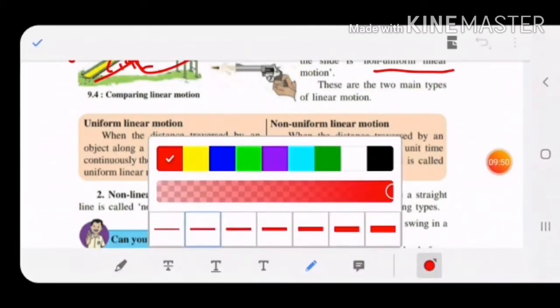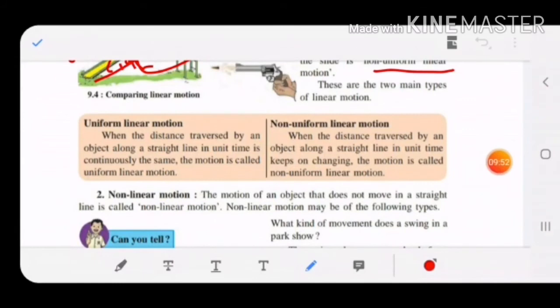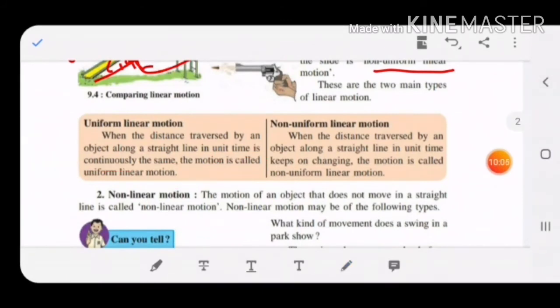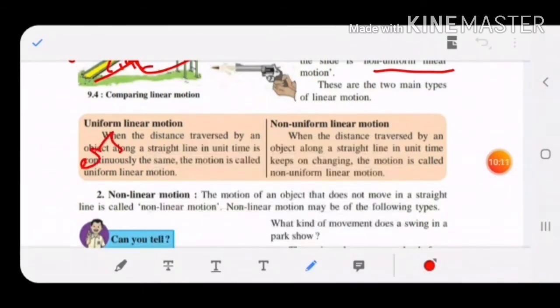To cover a particular distance, the time is the same, so that motion is called a uniform linear motion. What example will you give? Soldiers doing the parade. And the second is non-uniform linear motion. Here you will give the example of that girl coming down from a slide.